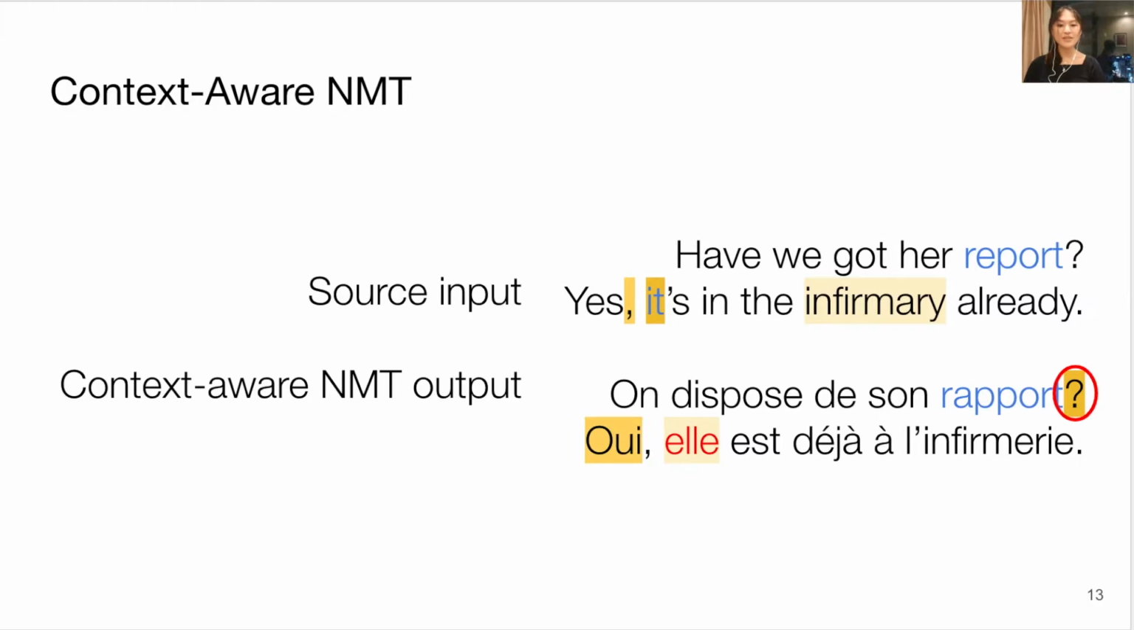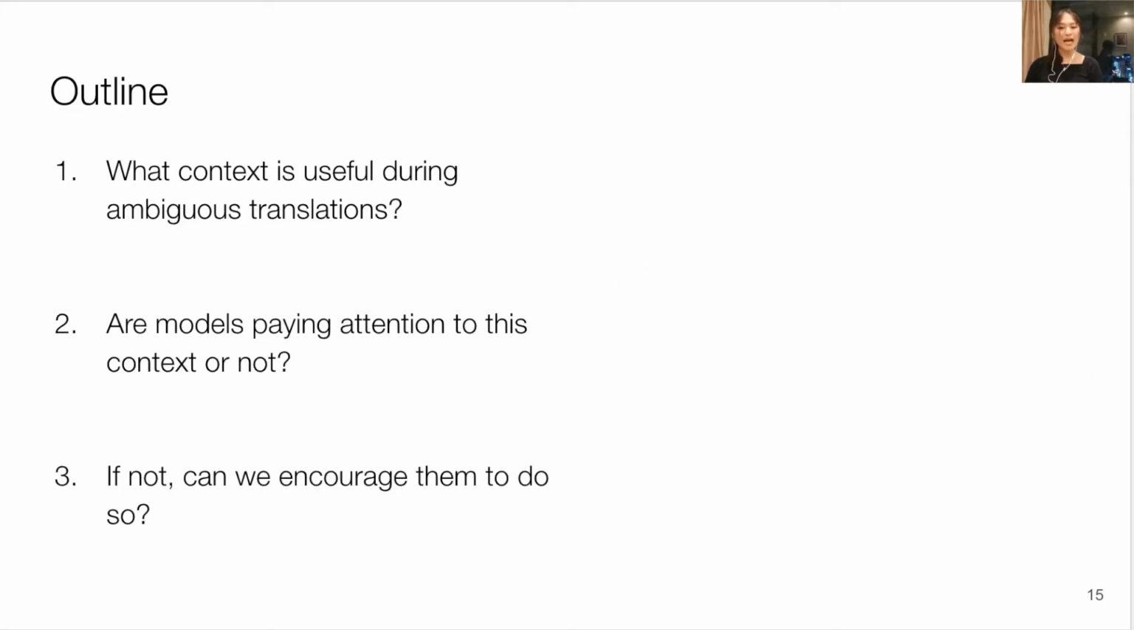In general, context-aware machine translation models have been found to often attend to uninformative tokens in context, or do not use the information contained in the context at all. So we therefore asked ourselves the following research questions. First, in context-aware translation, what context is useful to disambiguate hard translations such as ambiguous pronouns or word senses? And two, are context-aware machine translation models paying attention to the relevant context or not? And three, if not, can we encourage them to do so?